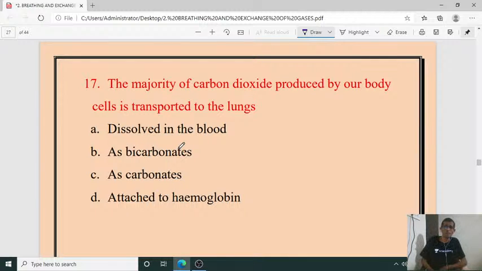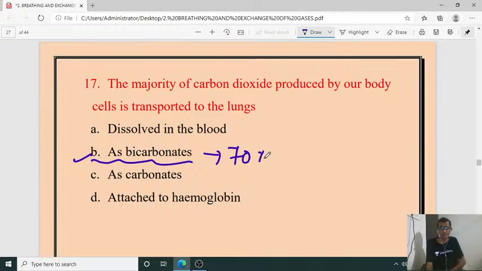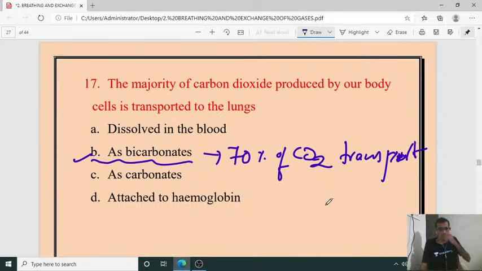The majority of carbon dioxide produced by our body cells is transported to the lungs through which method? Dissolved in the blood, meaning blood plasma, carbonic acid, as bicarbonate, as carbonate attached to the hemoglobin. So it is as bicarbonate. About 70% of carbon dioxide is transported in the form of bicarbonate.